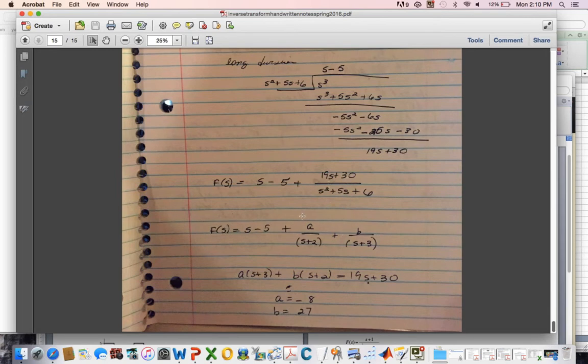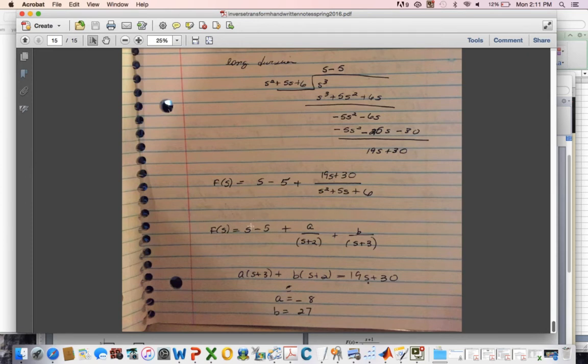So my partial fraction expansion will look like A over s plus 2 plus B over s plus 3. I ignore this part and do a partial fraction expansion only on this part, giving me an A of -8 and a B of -27. So you can see when you substitute -8 here and you take the inverse transform, that's going to be exponential decay. Same here, it's going to be exponential decay.